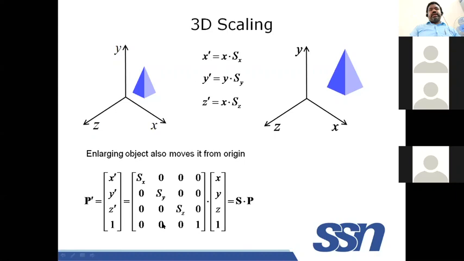The expression is this: last column and last row remain the same, and here the diagonal is sx, sy, sz. It is the scaling factor in x, y, z. This is 0, 0, here 0, 0. So this is the expression you have to remember for three-dimensional scaling. This has to be remembered.